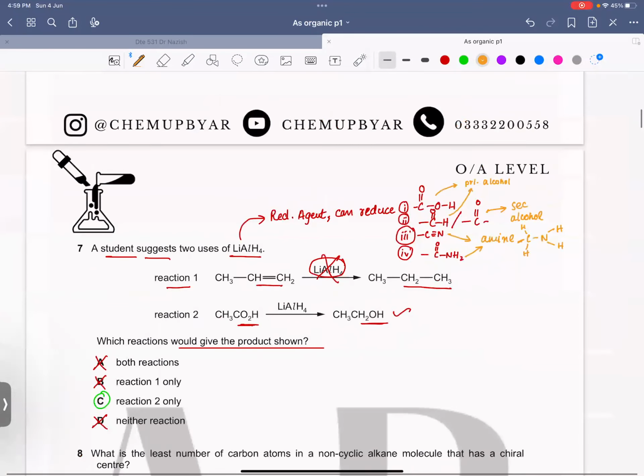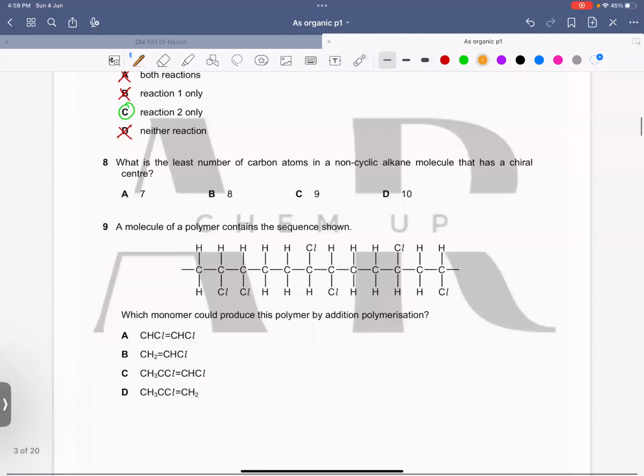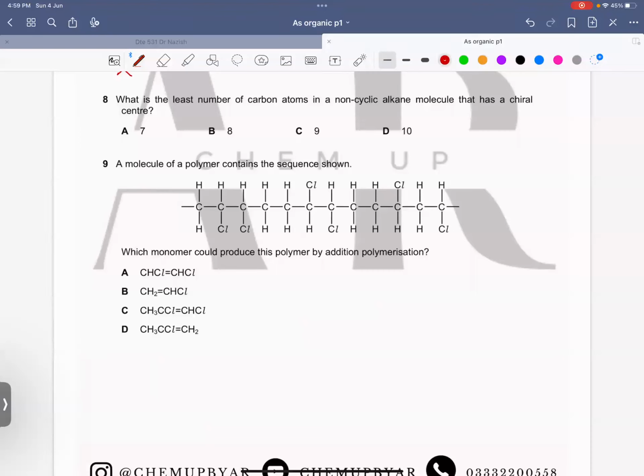Okay. Now question number 8. What is the least number of carbon atoms in a non-cyclic alkene molecule that has a chiral center? What they are asking? They are asking about the least number of carbon atoms. And what is the least number over here? 7. So let's try to make a structure from 7 carbons, whether I am going to get a chiral center or not. Then we will move to the next options.